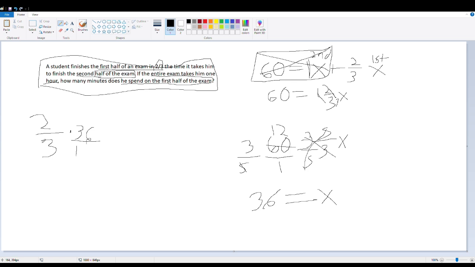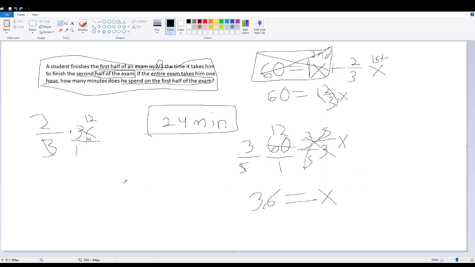3 goes into 36 12 times. Now 2 times 12, it's 24. Meaning, he spent 24 minutes on the first half of the exam and 36 minutes on the second half of the exam.